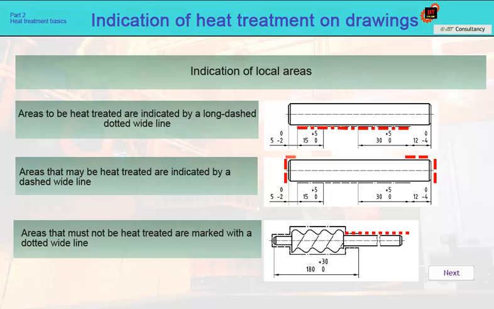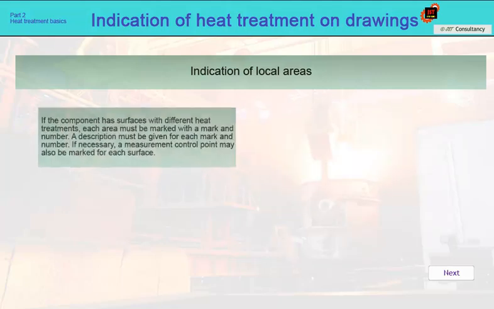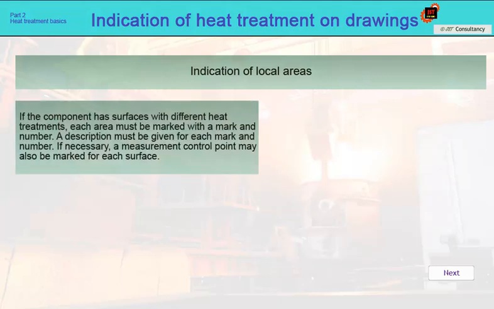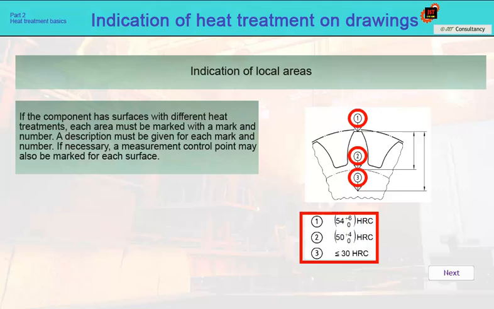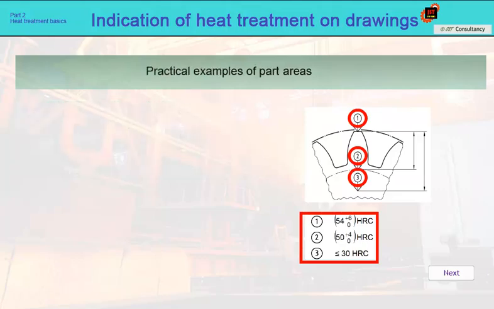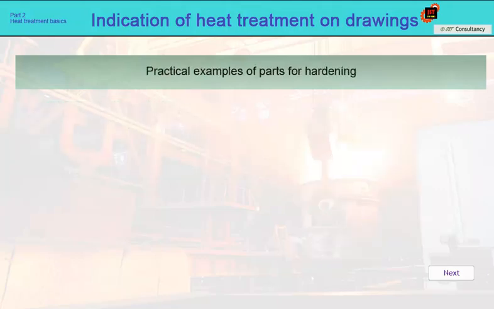Areas to indicate the expected or wished spread of the surface hardened areas are marked with a long dashed dotted narrow line. If there are areas with different heat treatments on the component, each area must be marked with a mark and a number. A description must be given for each mark and number. If necessary, a control point of measurement can be marked for each area too. And now we will list some practical examples here.